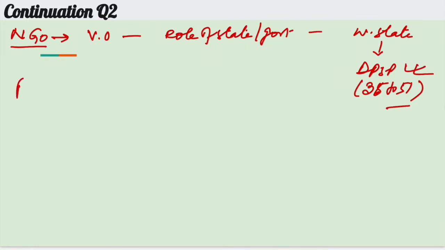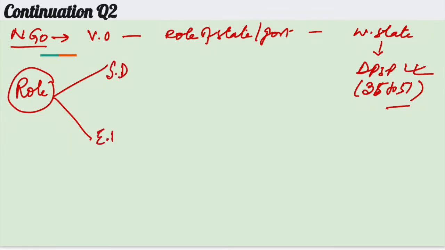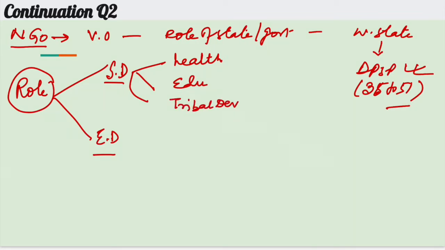Now after that, you can talk about the role of NGO. Here you have to give a very brief analysis. There you can say that NGO helps in achieving social democracy and economic democracy. Understood? So now under social democracy, again you can divide your answer under health, education and tribal development.